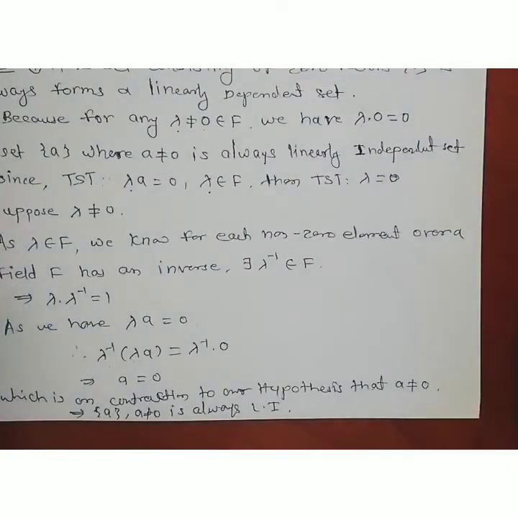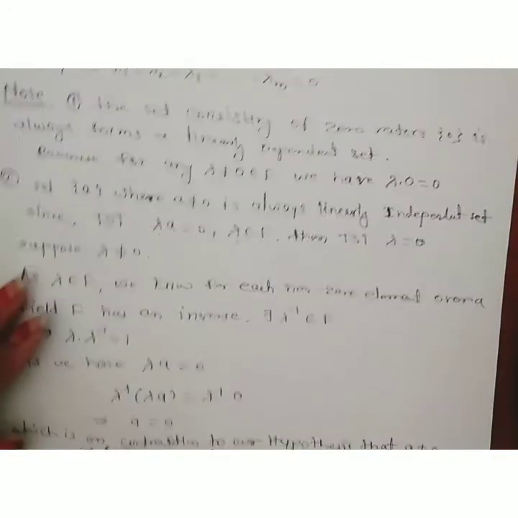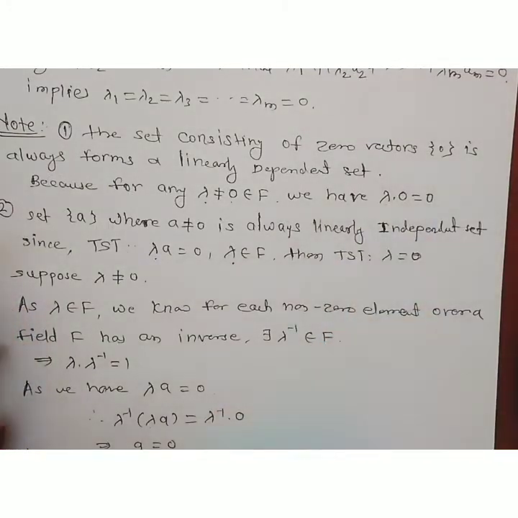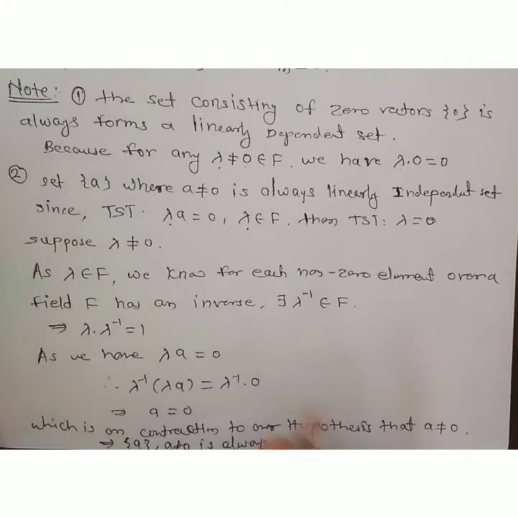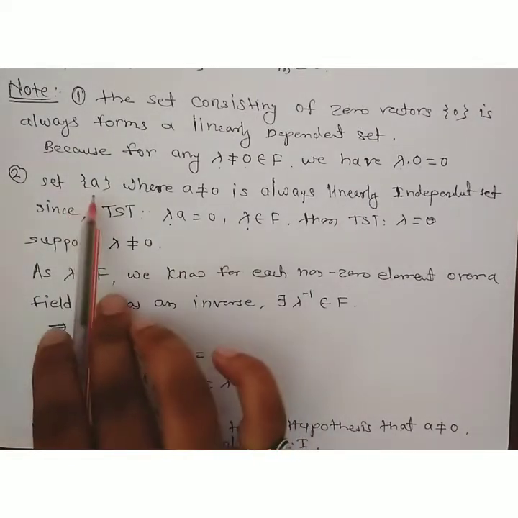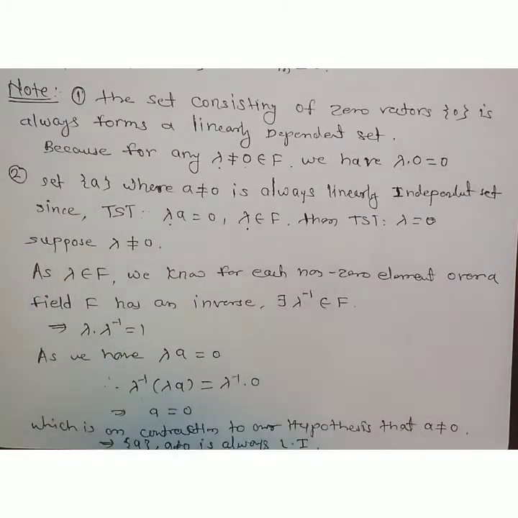Therefore these are the two notes which are very important. If we are given a set consisting of the singleton 0, the zero element, this set is always linearly dependent. And if we are given any non-zero element A, singleton A where A is a non-zero element, then this set is always a linearly independent set.